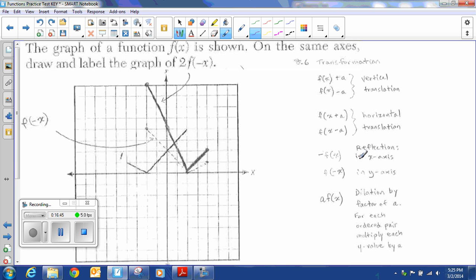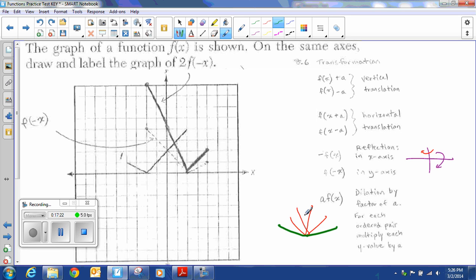Then you have reflection in the x-axis. If the whole function is negative, it reflects over the x-axis. If only the x value is negated, then you're actually reflecting over the y-axis. And finally, dilation by a factor of a. This is what we talked about with the compression, right? Compressing means you're actually getting taller and skinnier, and expanding would be getting wider or stretching out, right?